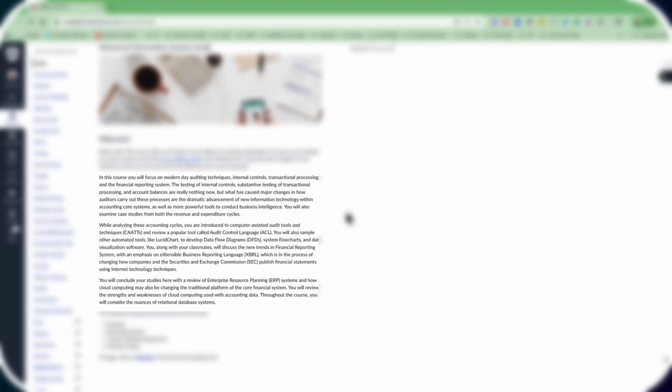You're also going to examine some case studies from both a revenue and an expenditure cycle. While analyzing these accounting cycles, you're going to be introduced to CATs, computer-assisted auditing tools and techniques, and a really popular tool called ACL, Audit Control Language. You're going to sample Lucidchart to develop a data flow diagram. You're going to be processing some system flow charts, and you're going to use some data visualization software.